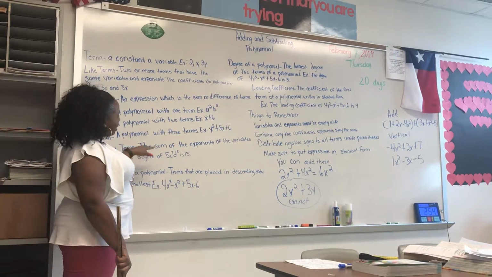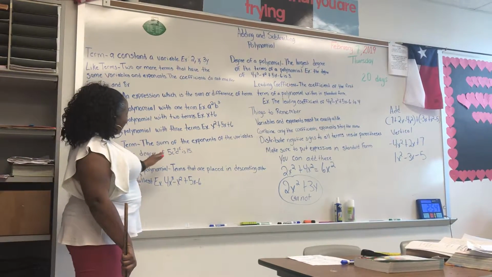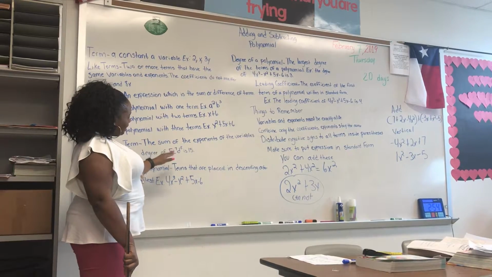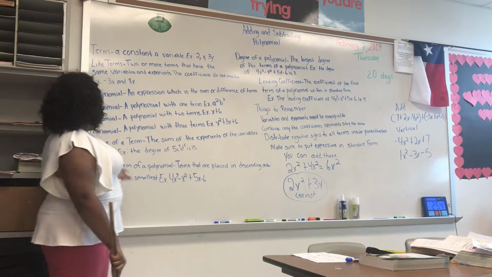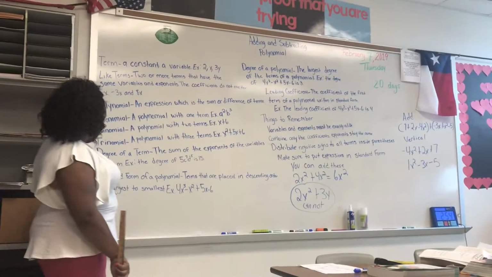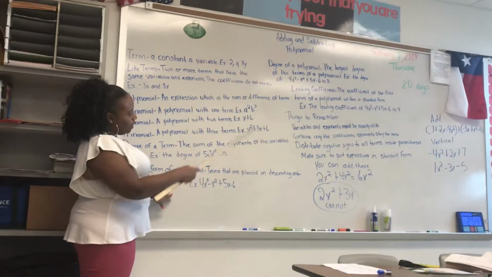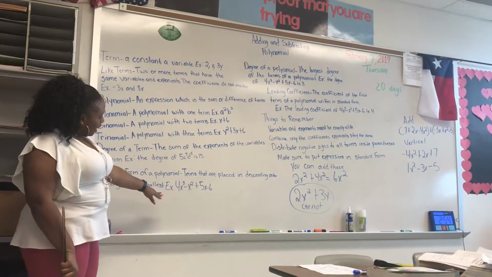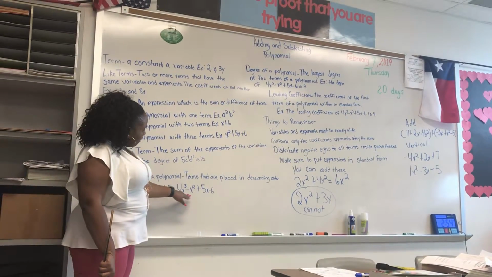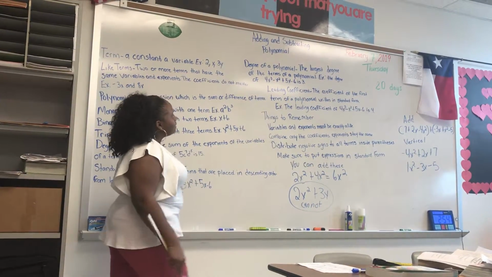Degree of a term, the sum of the exponents of the variables of a term. Example, the degree of 5c to the 7th and d to the 8th is 15. Standard form of a polynomial, terms that are placed in descending order from largest to smallest. We will reference this in our upcoming problems. Example is 4x cubed minus x squared plus 5x minus 6.